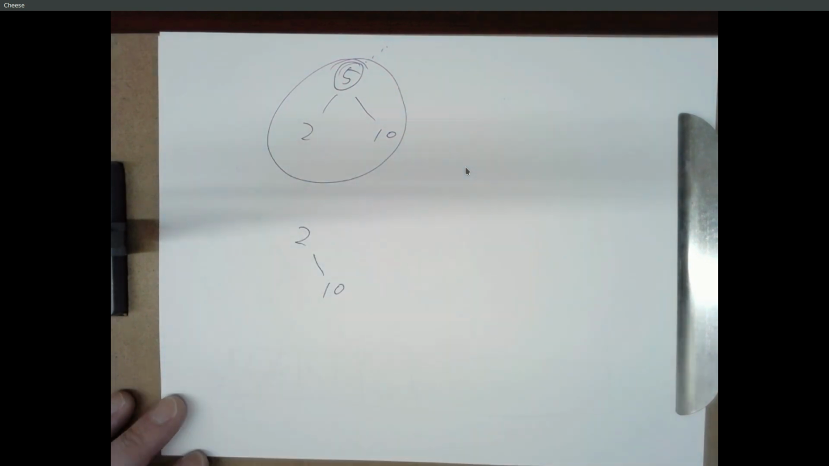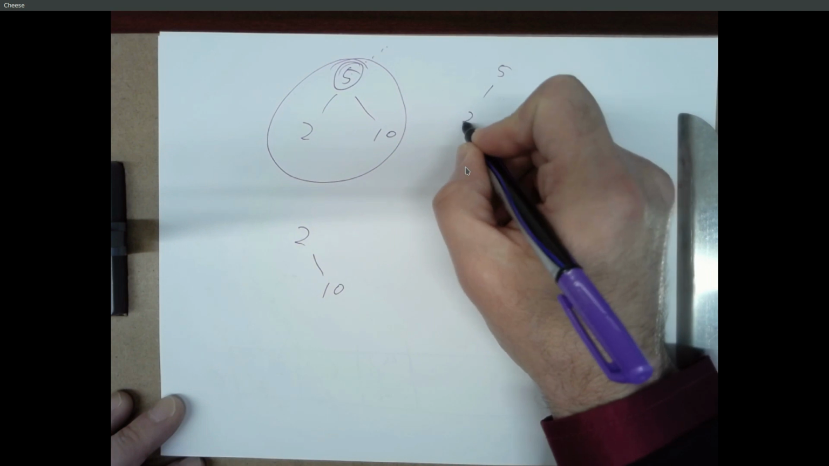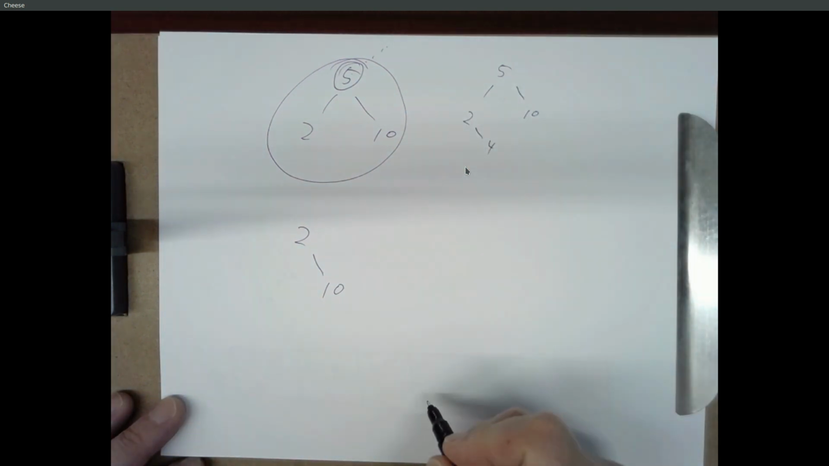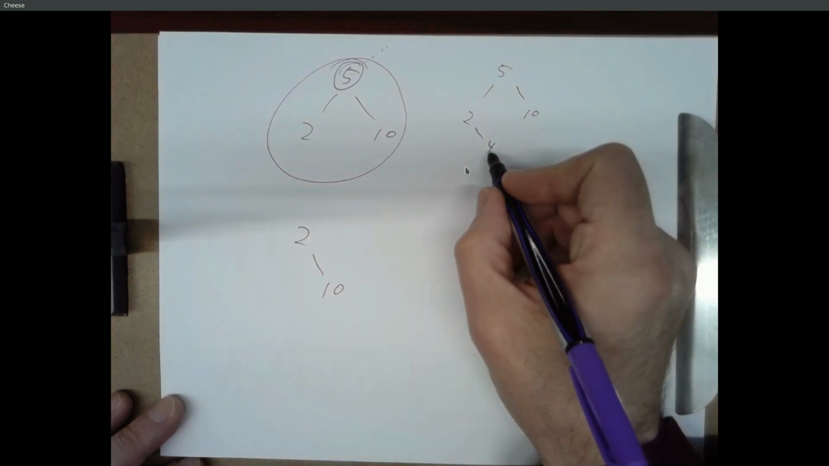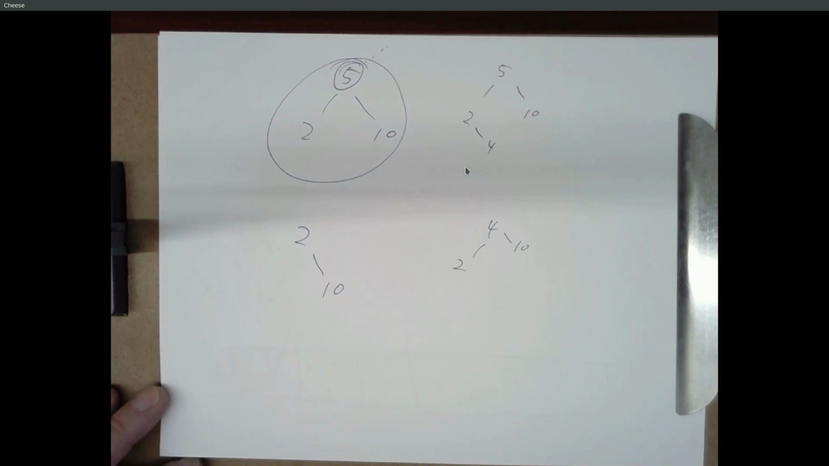So this is what our tree looks like after we delete the 5. We took the largest thing on the left and we replaced the root with that. Now if our tree looks like this, the largest thing on the left is a 4. So here's what our tree looks like after we delete the root. We just took that 4 and moved it up to the root.